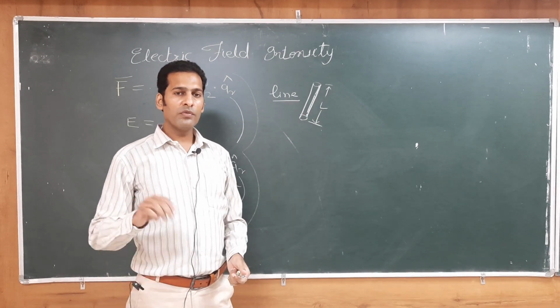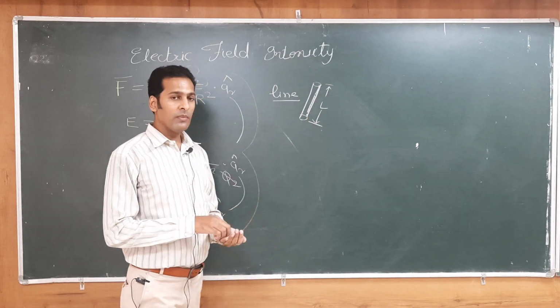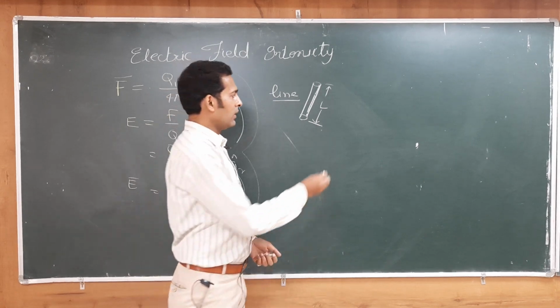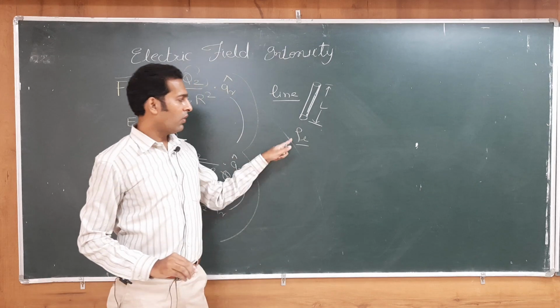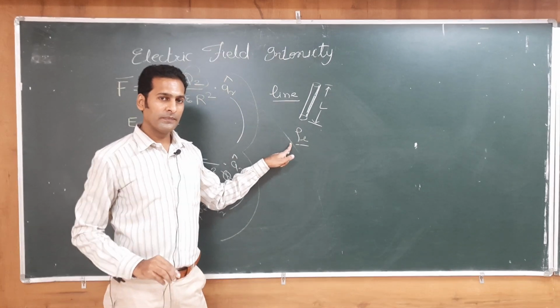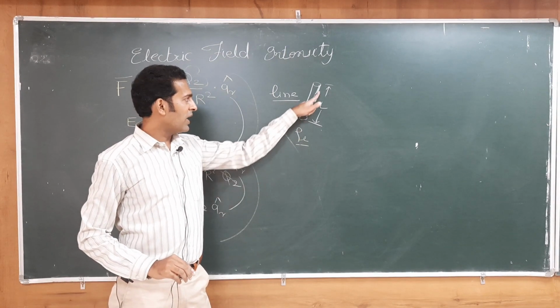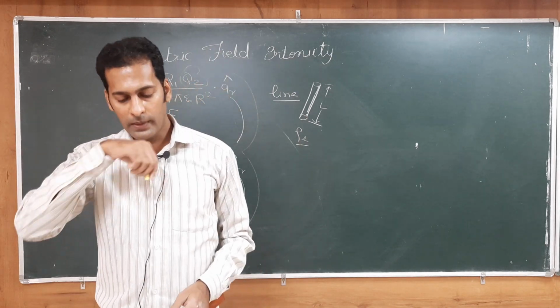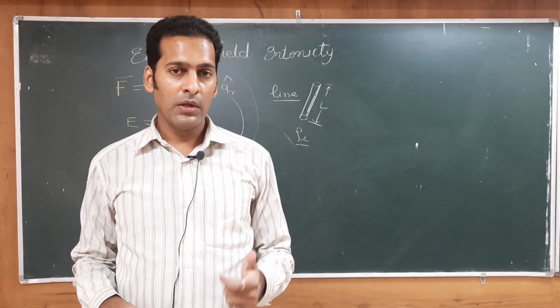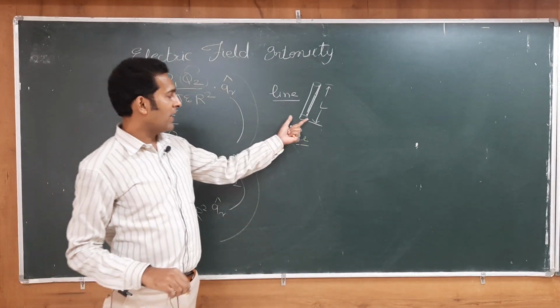So, the density of charges on this line will be denoted by rho L. We will use rho L for line charge density. These are the charges present on a line. When we connect all charges one after another, it becomes line charge density. So, we have one possible condition of line charge density.